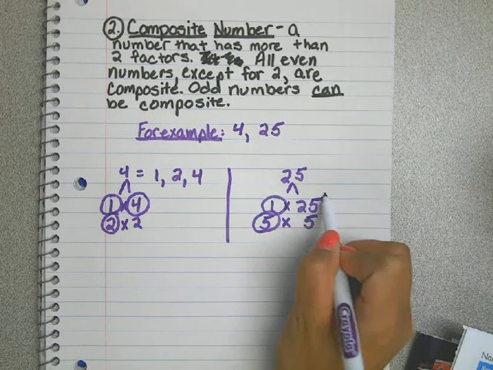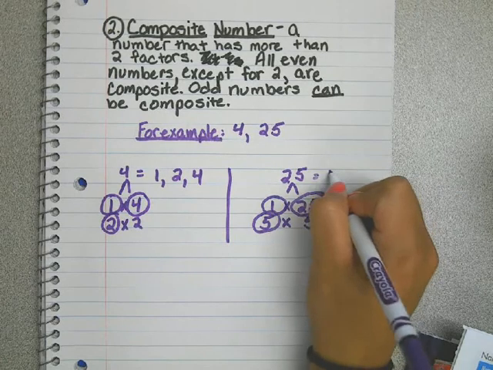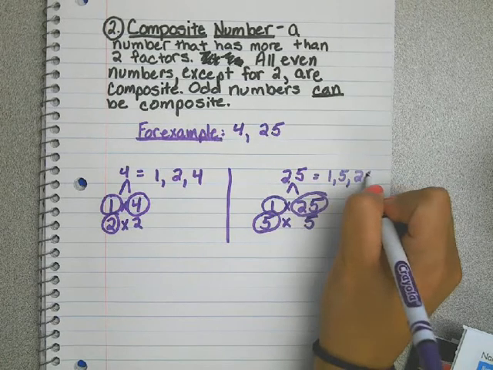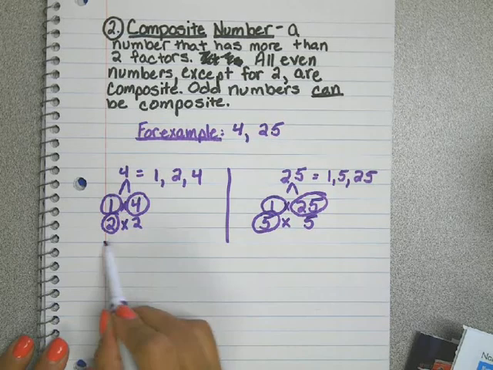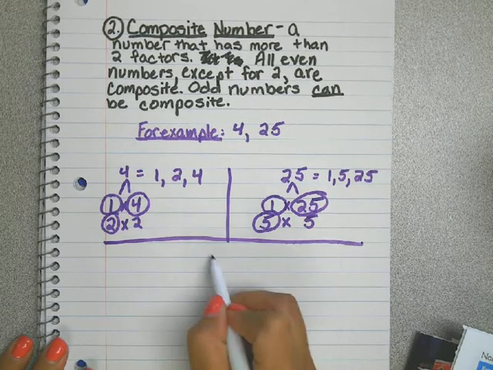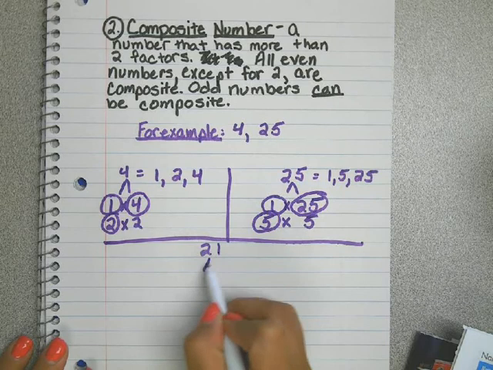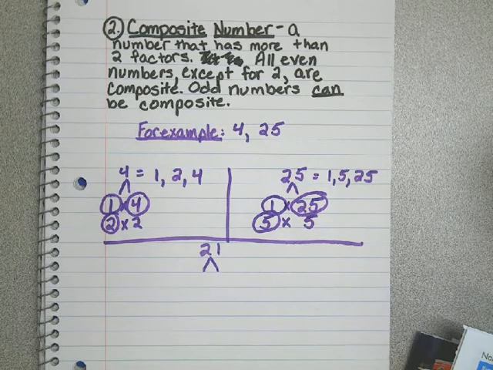Are there any other factors or numbers that go into 25? Have you noticed? Are there any others? Madeline? 20 times what? 20 times 5 is 100. You're thinking plus. Dallin? 6 times 4 is 24. Off by 1. There are only 3 factors of 25: 1, 5, and 25.